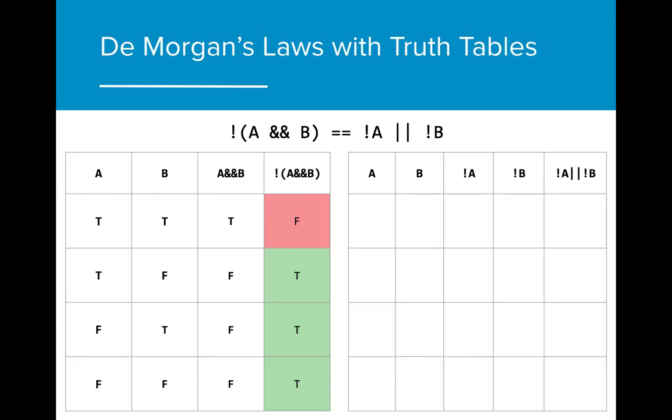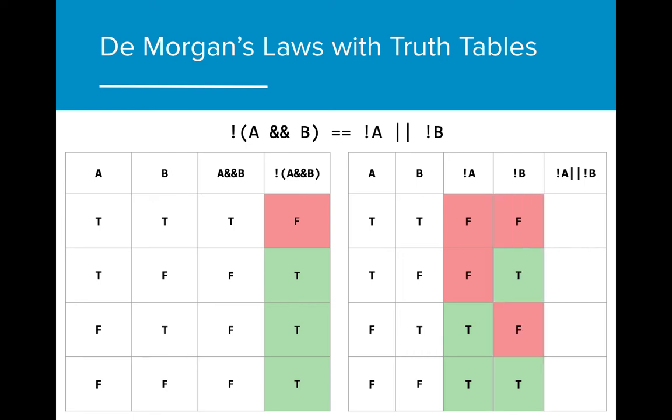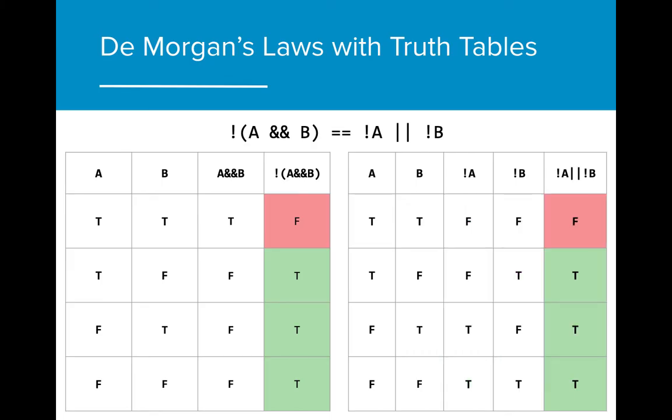Now let's do the exact same thing with the right side. First, we'll add all of the possible combinations of true and false to the A and B columns. For column not A, we will just take the opposite of everything in column A. For column not B, we will take the opposite of everything in column B. To get the final column, we just OR the last two columns together. OR is true whenever one of the inputs is true. It's only false when both are false. So when not A is false and not B is false, then not A or not B is false.